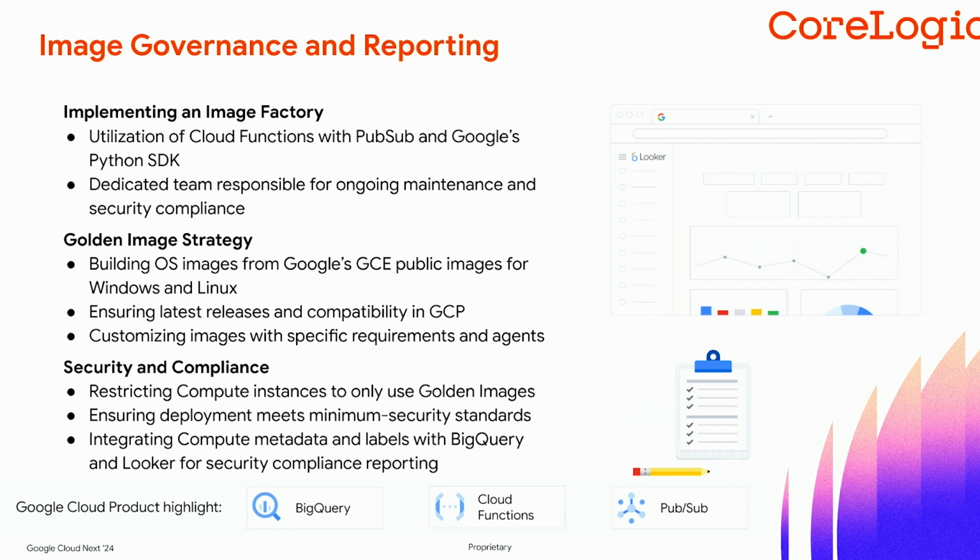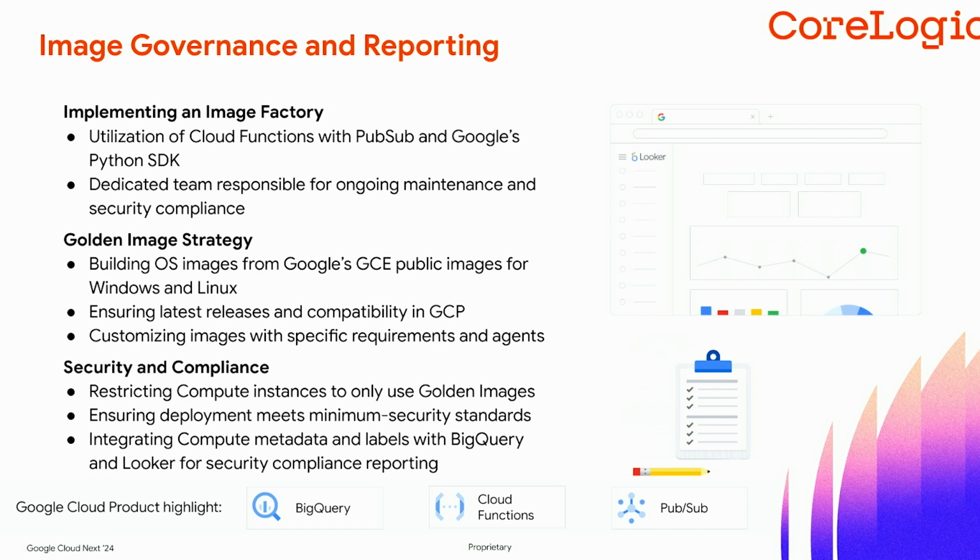To ensure our GCP projects only used approved OS images, we established an image factory dedicated to producing our CoreLogic golden images. Our image factory is both a team and a service stack built on Cloud Functions with Pub/Sub and leveraging the GCP Python SDK. And they focus on crafting these OS images using Google's official GCE public images. We count on Google's Windows and Linux images for their regular release cycles and assured compatibility within GCP. Since those images come pre-tuned and tested by Google, we can focus on our specific customizations.